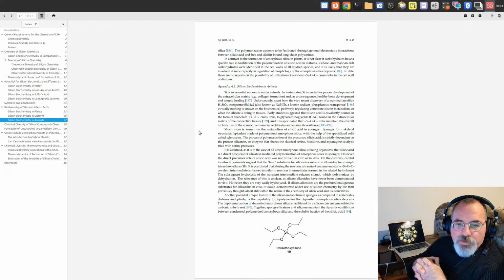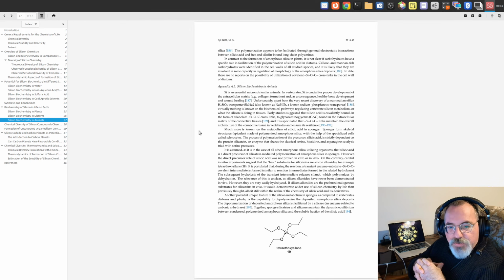On the contrary, careful in vitro experiments suggest that the best substrates for silicateins are silicon alkoxides, for example, tetraethoxysilane. It is postulated that during the reaction, a transient enzyme-substrate silicon-oxygen-carbon covalent intermediate is formed, similar to intermediates formed in the related hydrolases. The subsequent hydrolysis of the transient intermediate releases silanol, which polymerizes by dehydration.